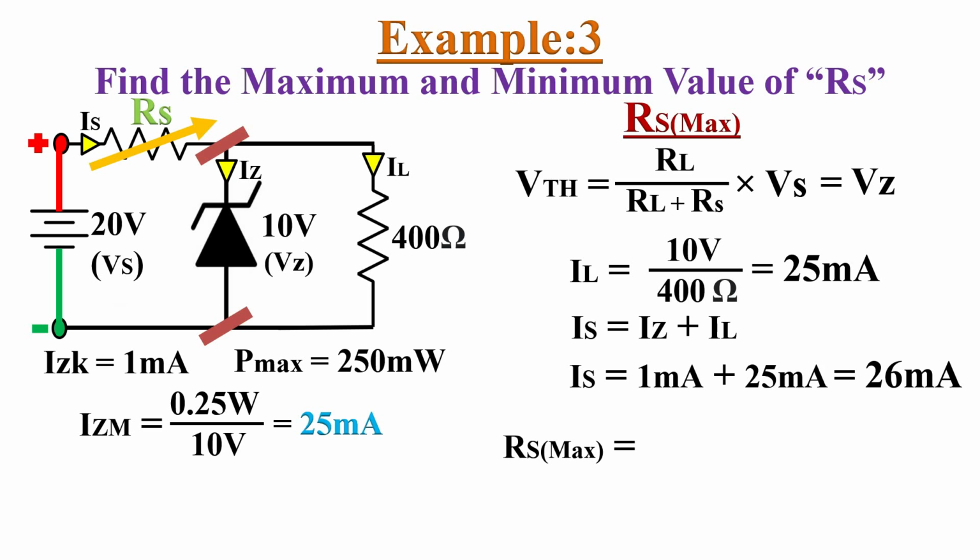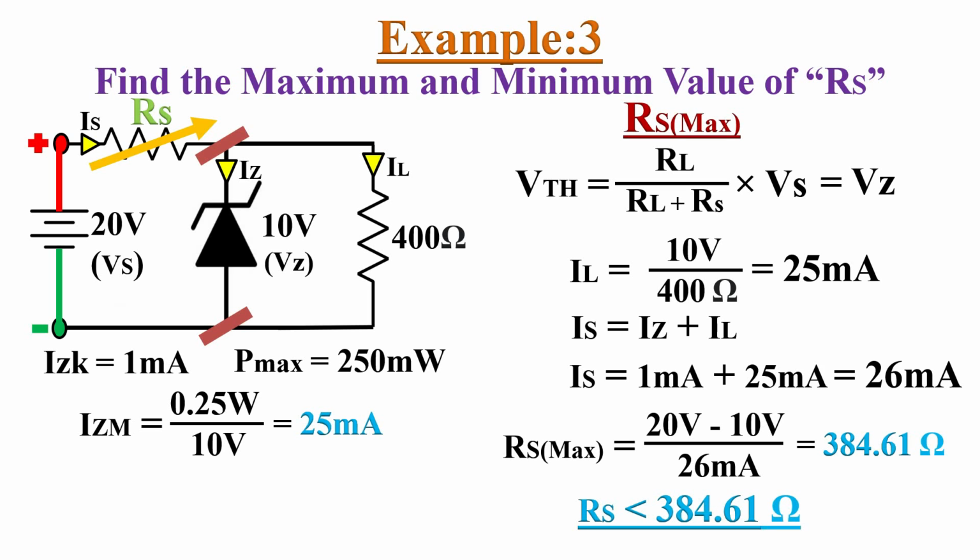Now Rs max equals voltage drop across Rs, that is 20 volts Vs minus 10 volts Vz divided by 26 milliamperes. That gives 384.61 ohms of series resistance value. If Rs value is more than 384.61 ohms, then Zener current will be less than this 1 milliampere of Izk. Then the Zener diode will not operate in breakdown region. Hence the value of Rs is always less than this maximum value.